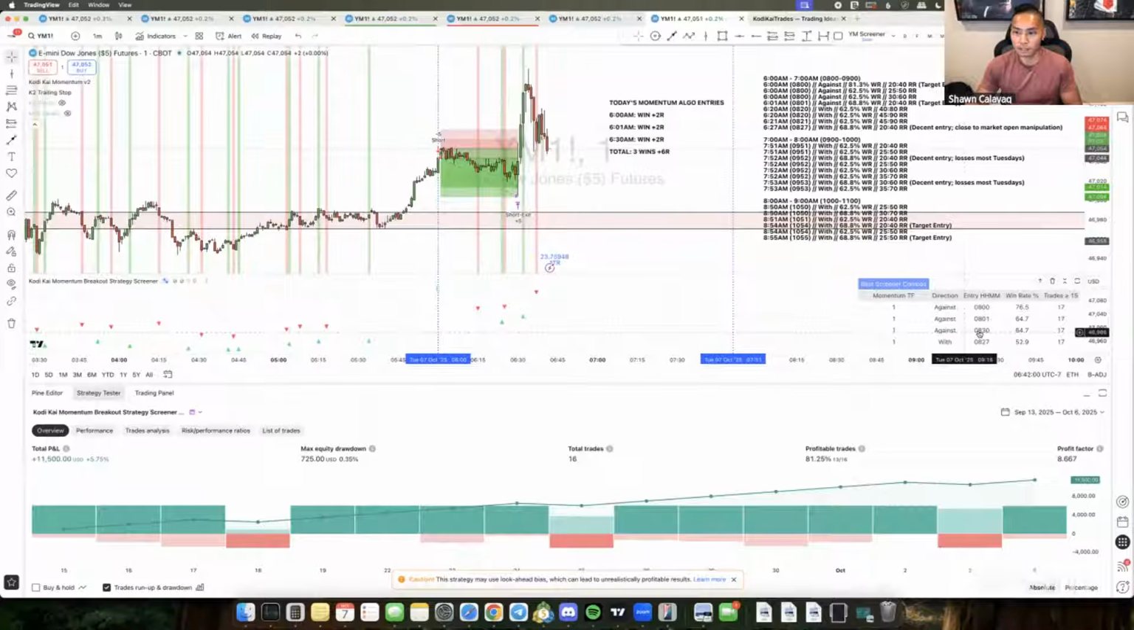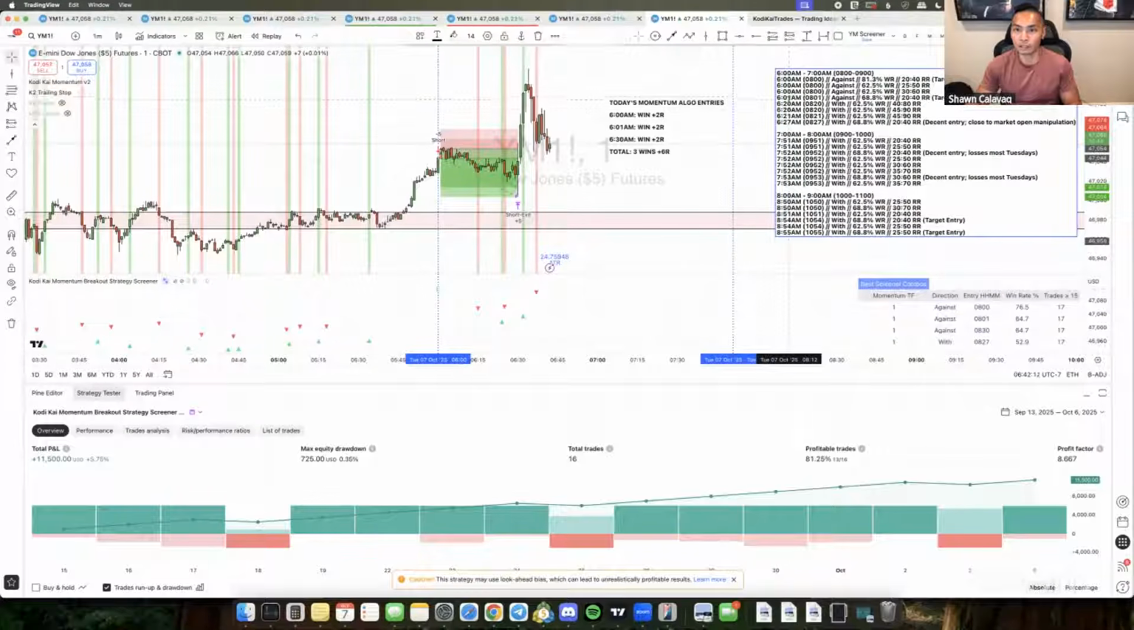There's another one here at 6:30. This one also hit, I think. It went against, so opposite of momentum. And then there's another entry right here at 6:27, which we have all of these trades already listed right here. So 6 o'clock, 6:01, 6:30 is not listed on here, but 6:27 is right there as well. They're all listed as the top trades between 6 o'clock and 7.